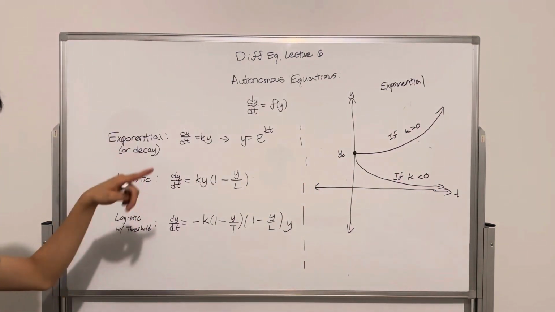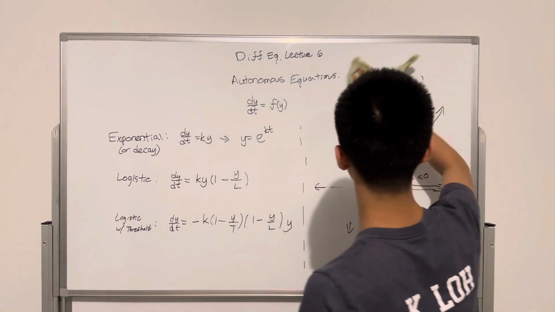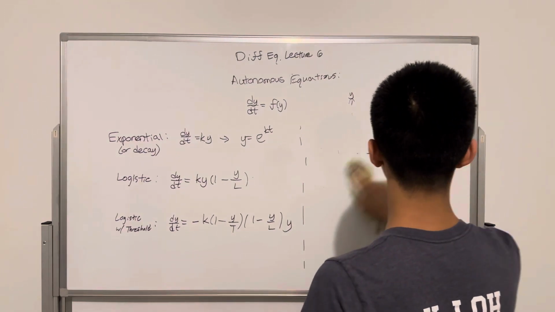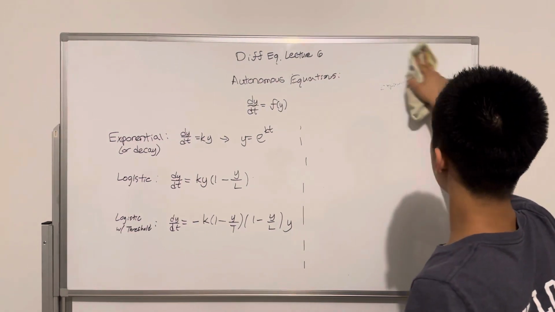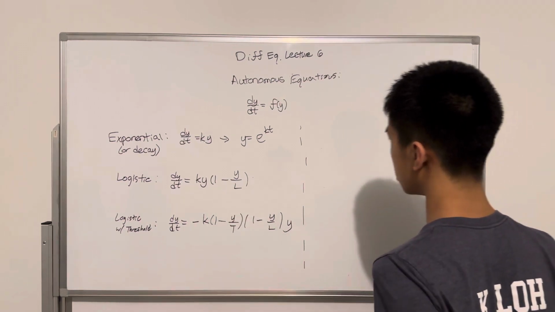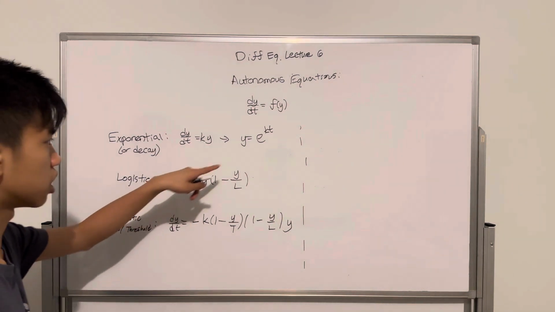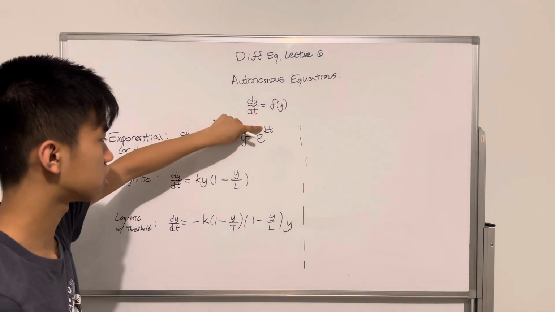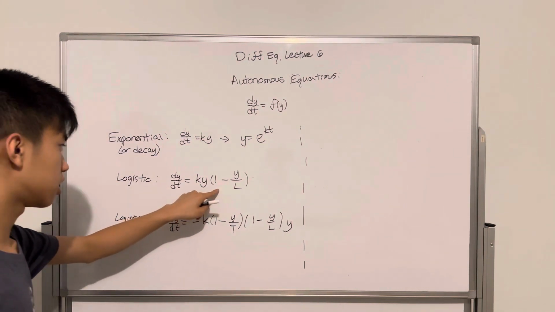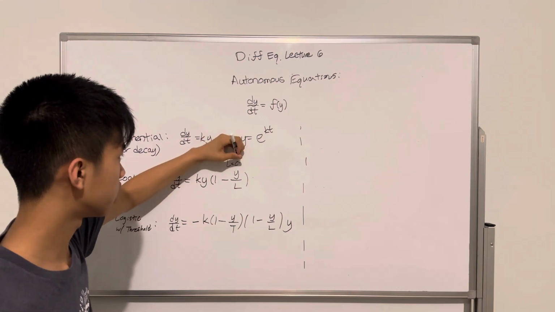Okay, so now let's cover what a logistic autonomous or a logistic differential equation is and what that entails. If you just look at the logistic differential equation, it's considerably more complicated. So we have this k, which is just another constant, very much like the k up here. We have y times 1 minus y over L, where L is the carrying capacity.